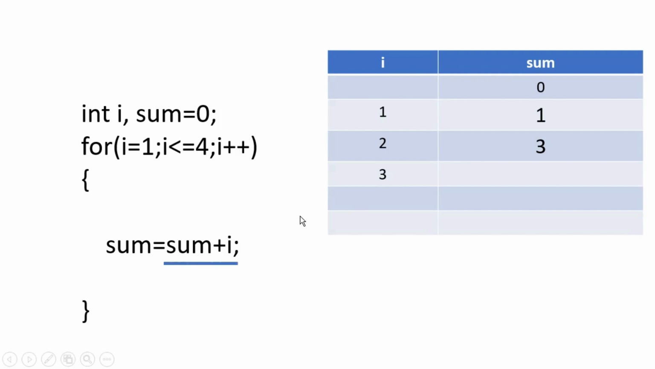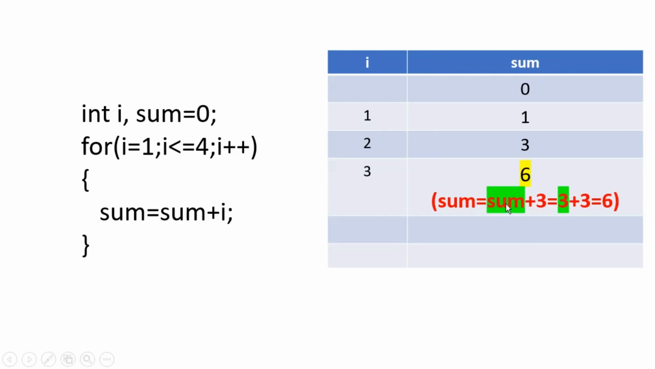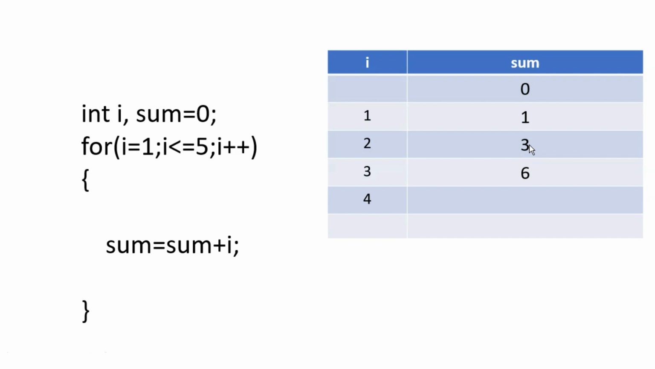So what will happen? sum + i. What is sum? 3, plus i. The new value of i is 3. Both will be added and sum will be updated. So 3, the previous value of sum, plus the new value of i, 3, that is 6. So now the container is holding what? 6. If we observe gradually, the container sum is holding the addition of previous terms.